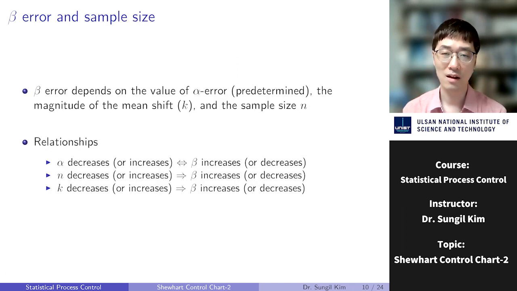Their relationships are as follows. As alpha decreases, beta increases. This makes sense because alpha error and beta error have a trade-off relationship. As n increases, beta decreases. In other words, more information from the data helps reduce the beta error. As k decreases, beta increases. This makes sense because the small magnitude of mean shift is more difficult to detect.